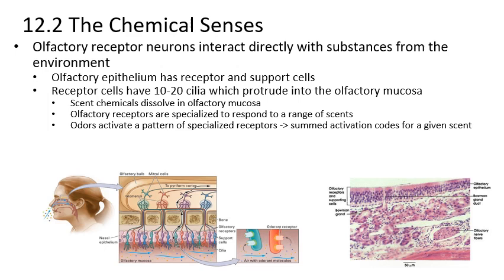So just like how different rods and cones in the retina respond to different light stimuli or different aspects of light stimuli, olfactory receptors specialize in different scents, different types of chemicals. Odors activate a pattern of specialized receptors, and then the summed activation of these codes for a given scent in the brain.